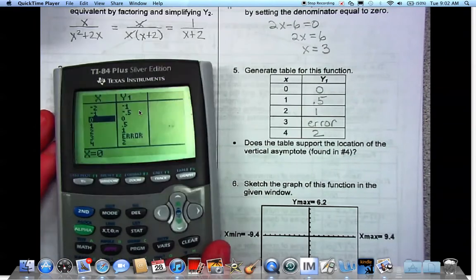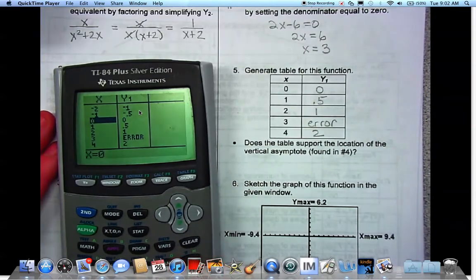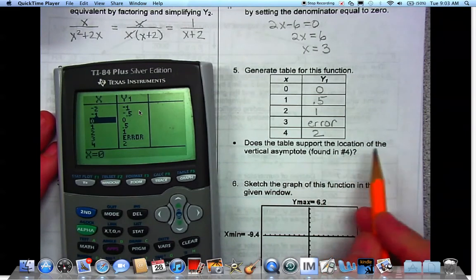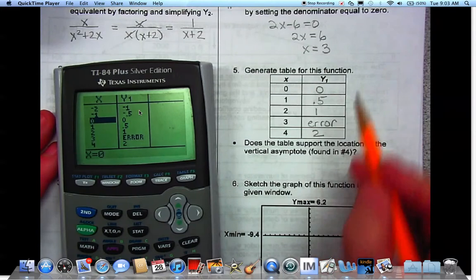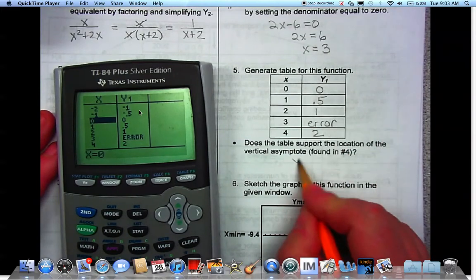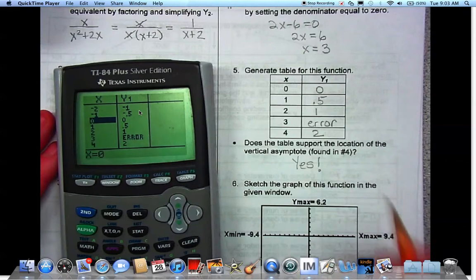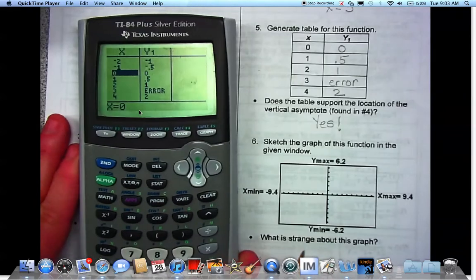So now what do we expect when we graph it? An asymptote. The vertical asymptote. Okay. Does the table support the location of the vertical asymptote found in number 4? Yes, the table says there's an error there. That's right. Okay, now we're going to sketch it.